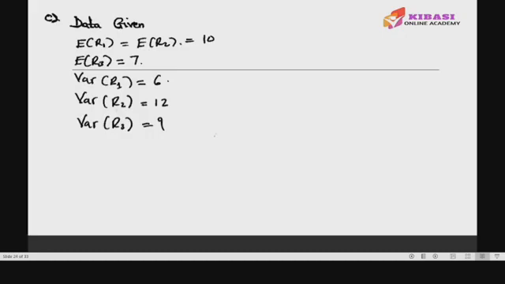C, we need to find data given in Roman C. Expected R1 ilikuwa ni sawa sana expected R2 ambayo ni 10, expected R3 ilikuwa ni sawa na 7. Kwa hiyo tukapata variance ya R1 ilikuwa ni 6, variance ya R2 12, variance ya R3 ilikuwa 9.